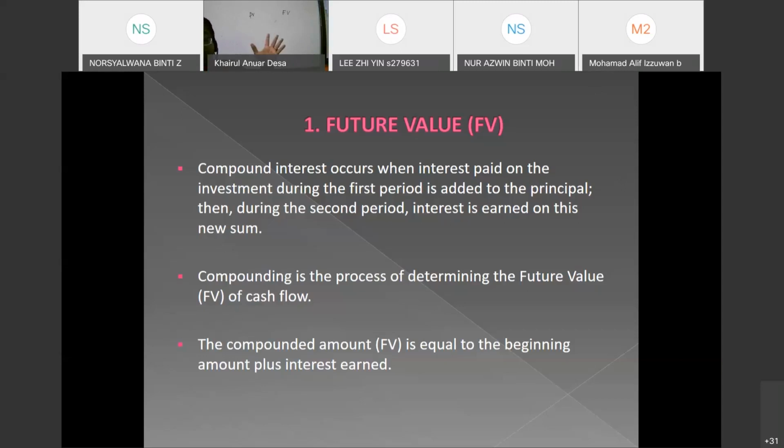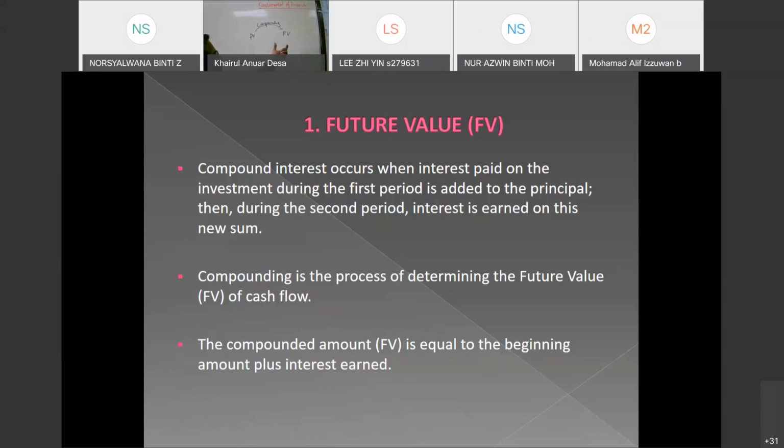We start with the terminology first. Okay. Apakah yang kita panggil dari present value kepada future value? What we call the process from the present value to the future value. Apa proses yang kita panggil di sini? Okay, proses ini kita panggil dia compounding. Okay, the process of compounding.